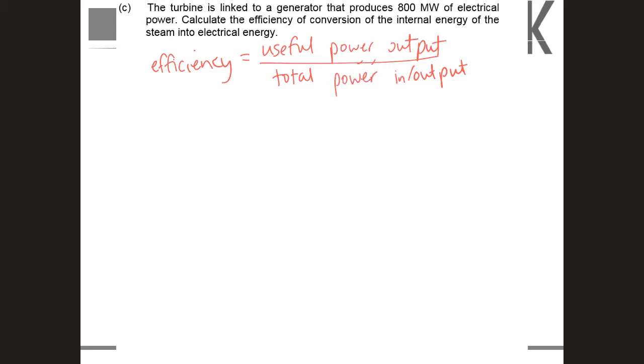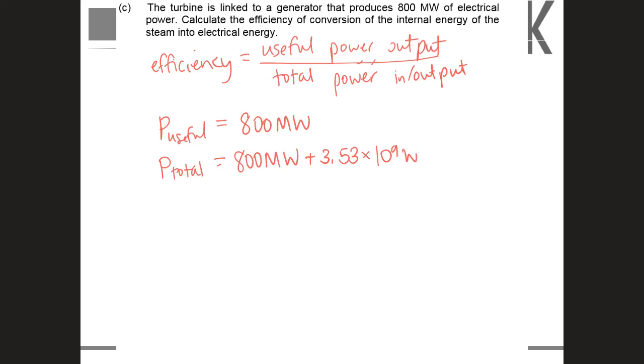And now here's where you might make a mistake. This is the tricky bit. The useful power is the electrical energy that comes out. So that's the 800 megawatts. The total power is the bit that you might be a bit mistaken on. So the total power, well, we get that 800 megawatts out, and we also get the energy that's wasted in terms of heating the river water, or our previous answer of 3.53 times 10 to the 9 watts.